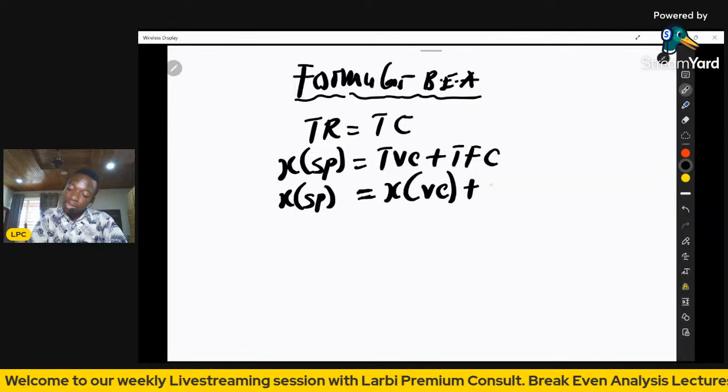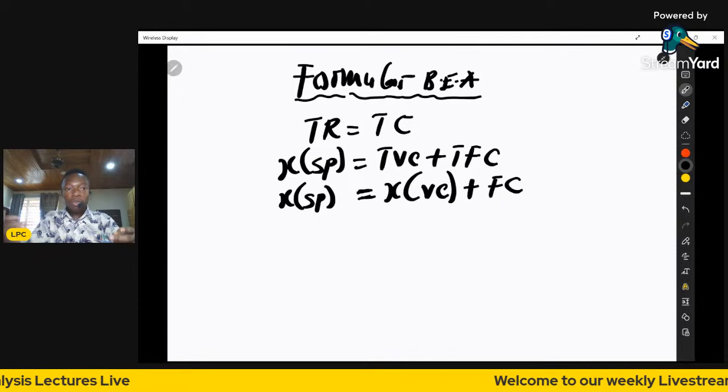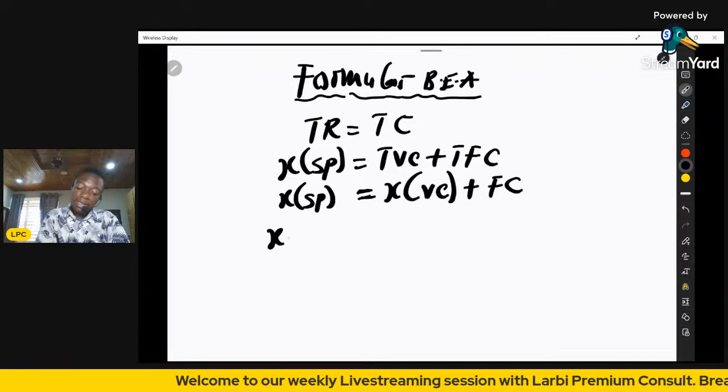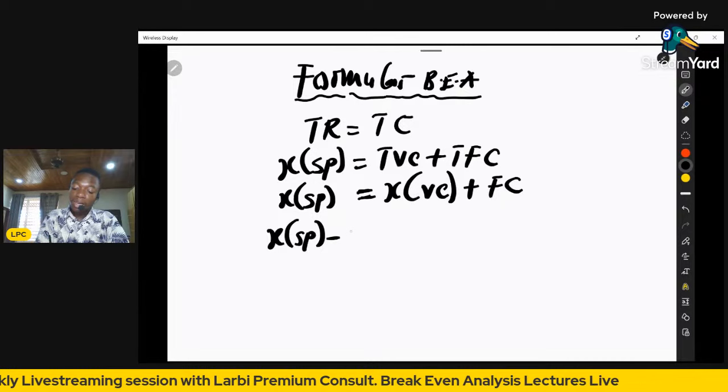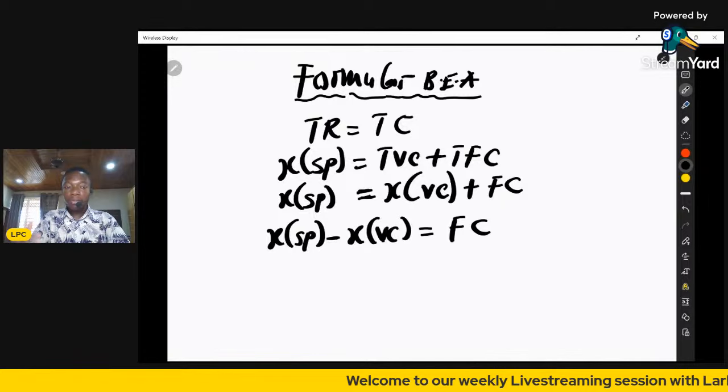Now, what is happening here? We have output here, right? We can do something about it. We can group them on one side. So this is what we can do. We can say that we have X multiplying the selling price, minus, here is positive, becomes minus here, we also have X multiplying the variable cost, and that should be equal to our fixed cost. Now what is happening here? We can actually factorize X out, being the output or the units that we are producing. And let's see what will happen.